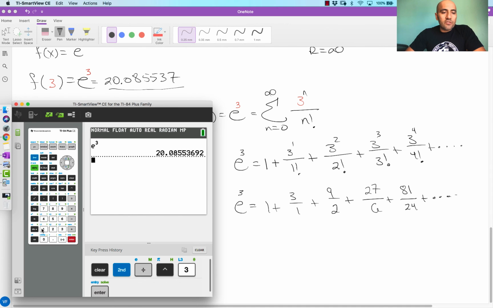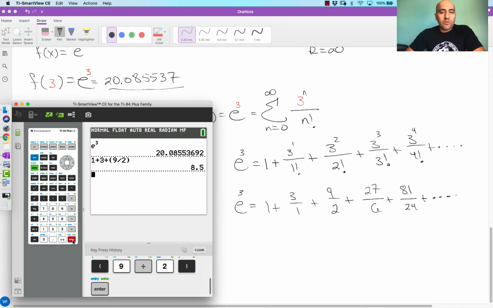Okay, so the first term is just going to be 1. Plus, the next term is just going to be 3. Plus, the next term is going to be 9 divided by 2. So we get that. Plus, the next term is going to be 27 divided by 6. Enter. So we get to 13.